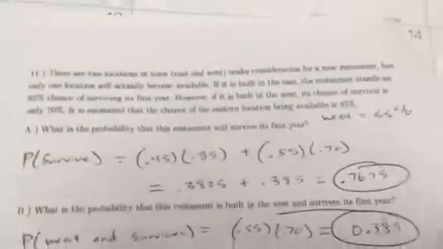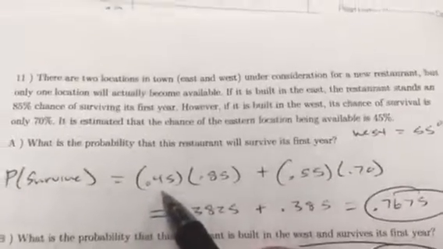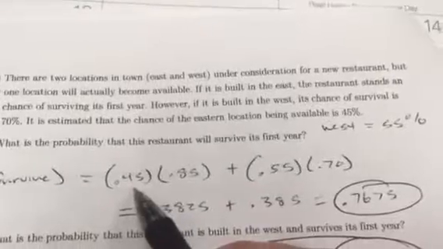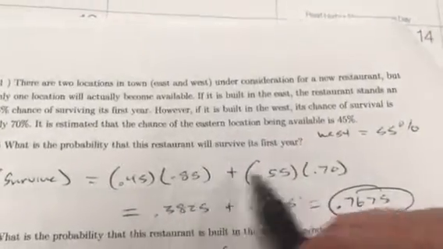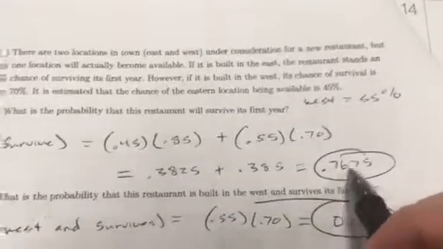Okay, moving on, folks. Then any of these are fair game when you finally take it on Monday. What's the probability it's going to survive? 45% chance it's going to be in the east, and 85% chance it survives, plus 55% chance it's in the west, 70% chance it survives. That's the overall survival rate.